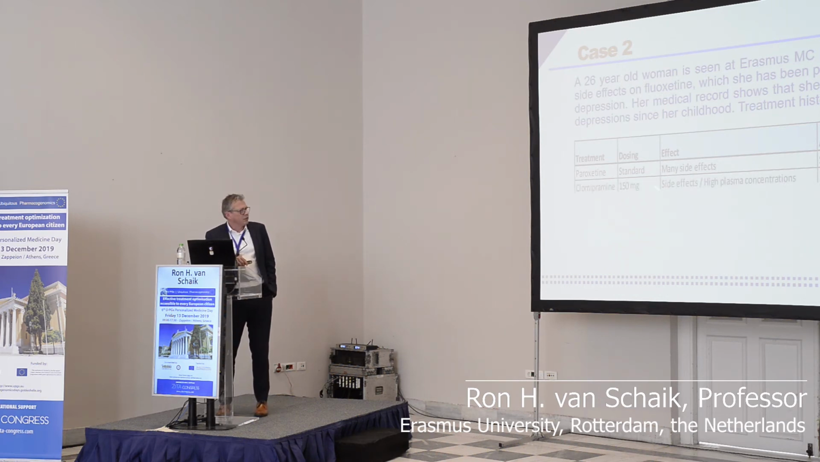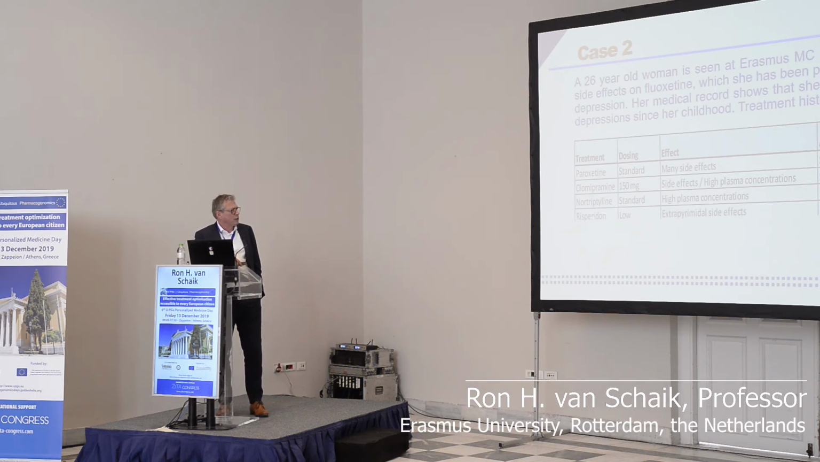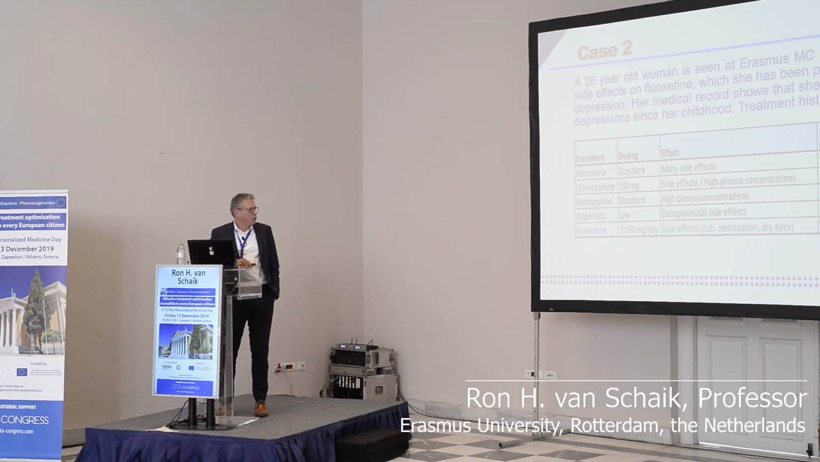Again, she had side effects, a high plasma concentration, so the therapy was stopped as well, and she was switched to nortriptyline. Standard dosing, high plasma concentration, and they will stop it. Then she was prescribed an antipsychotic, risperidone, low dosing, extrapyramidal side effects, and for that reason stopped. And now she's on fluoxetine, 20 to 60 milligrams per day against side effects.